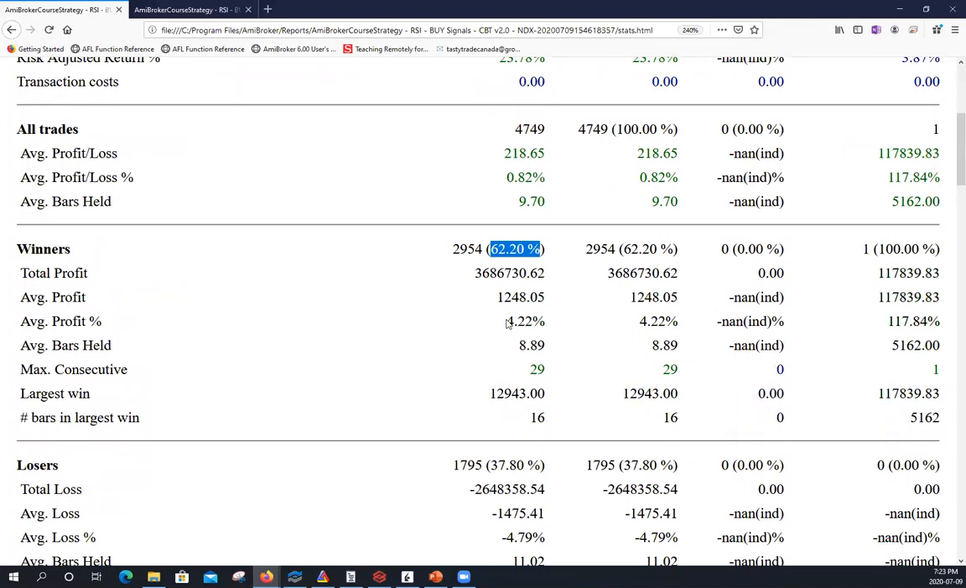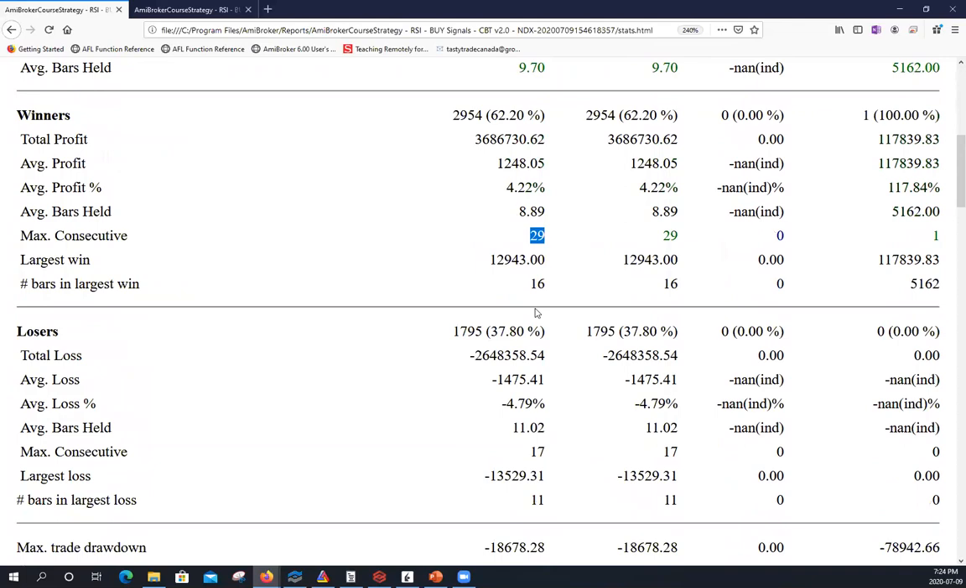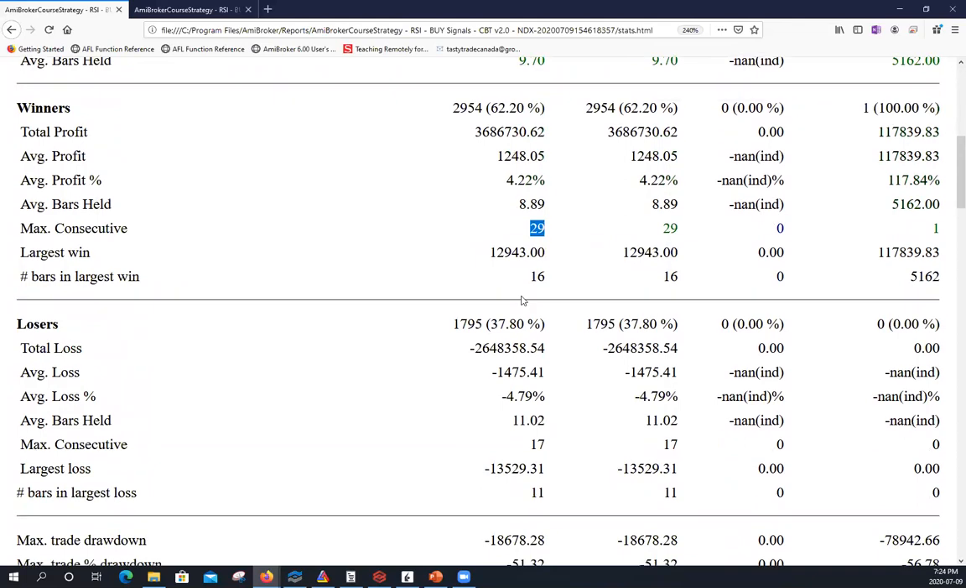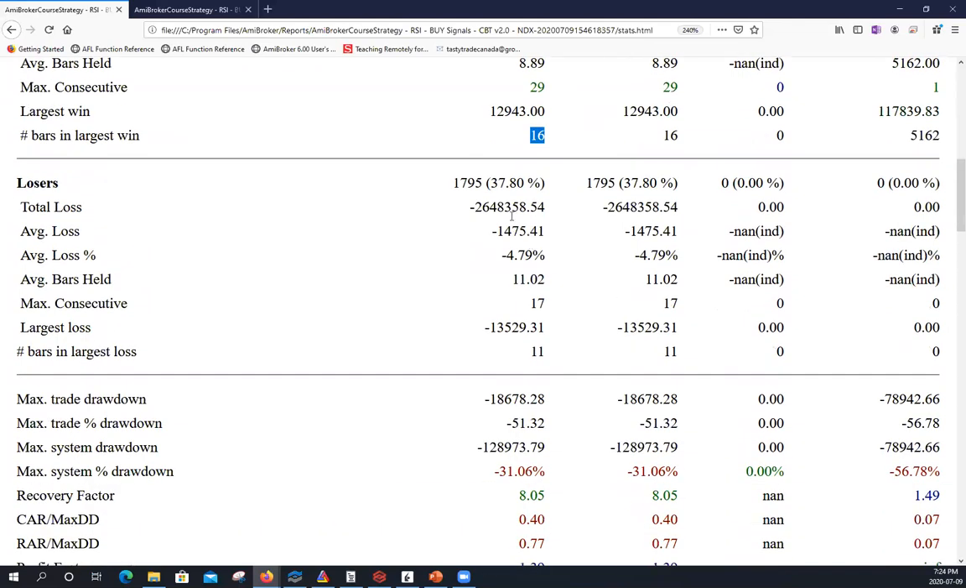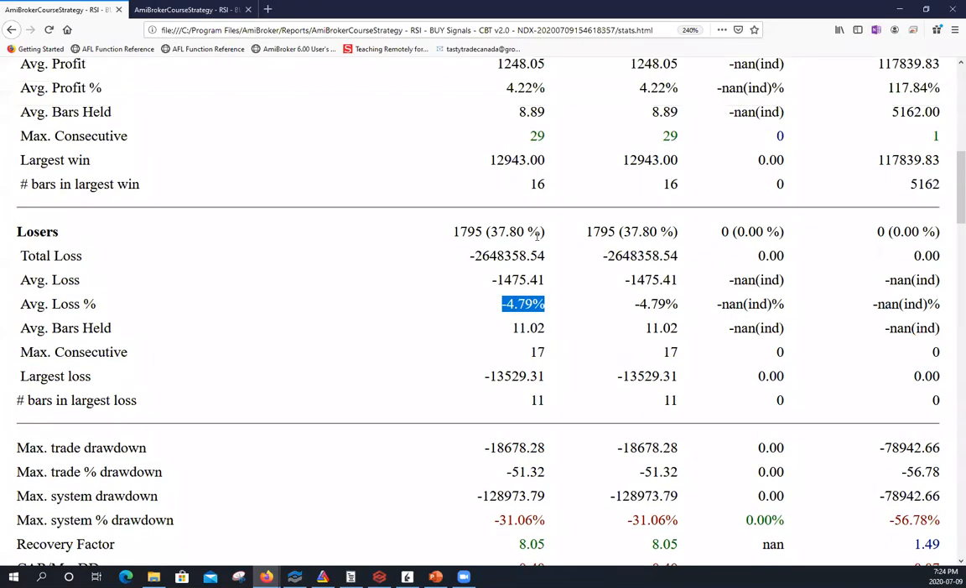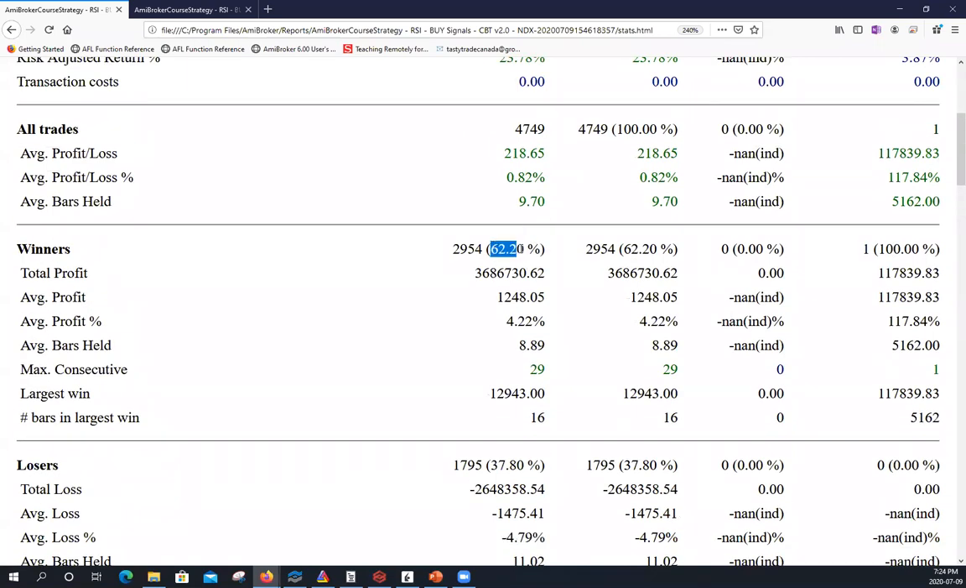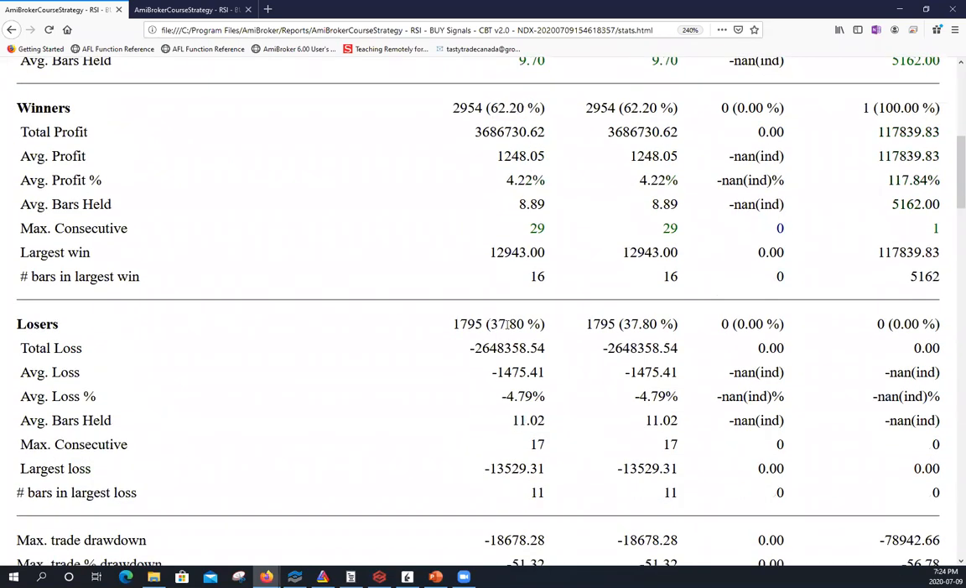Our average profit is about 4.22% on our winning trades. Our winning trades are held about 9 bars. We have 29 max consecutive winners, which is pretty good. And the largest number of bars in our win is about 16. I don't worry about that too much. Now, let's take a look at our losses. When we lose, it's about almost 5% on a trade. So you can see this strategy works because we win more than we actually lose.